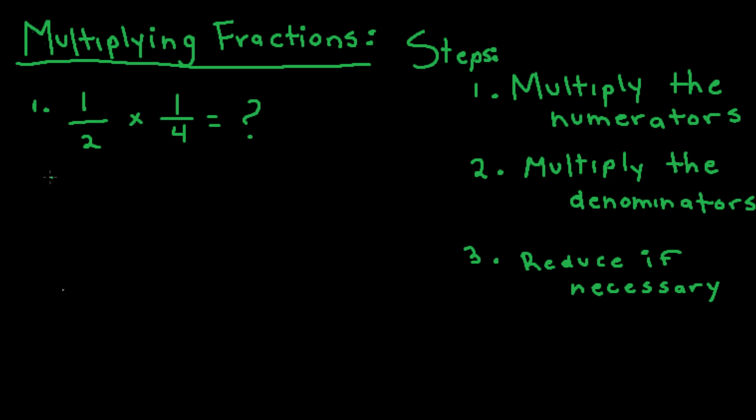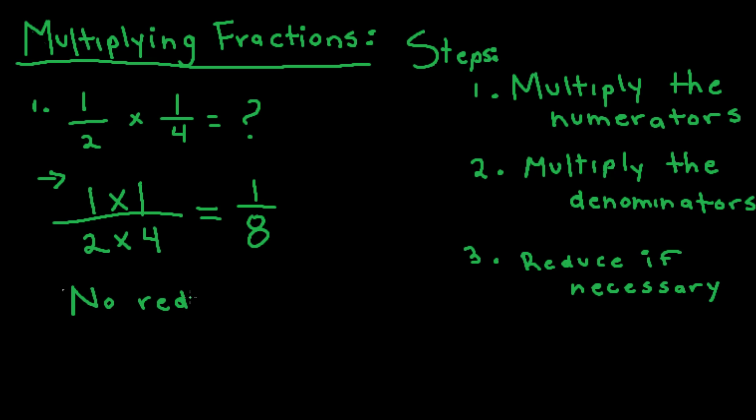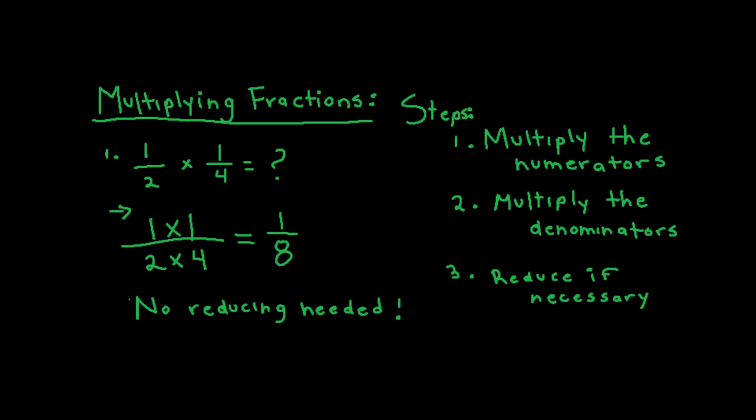Now we're going to move on to the equations. We multiply the numerators, 1 times 1. Then we multiply the denominators, which is 2 and 4. So we get 1/8 as an answer, which does not need to be reduced.